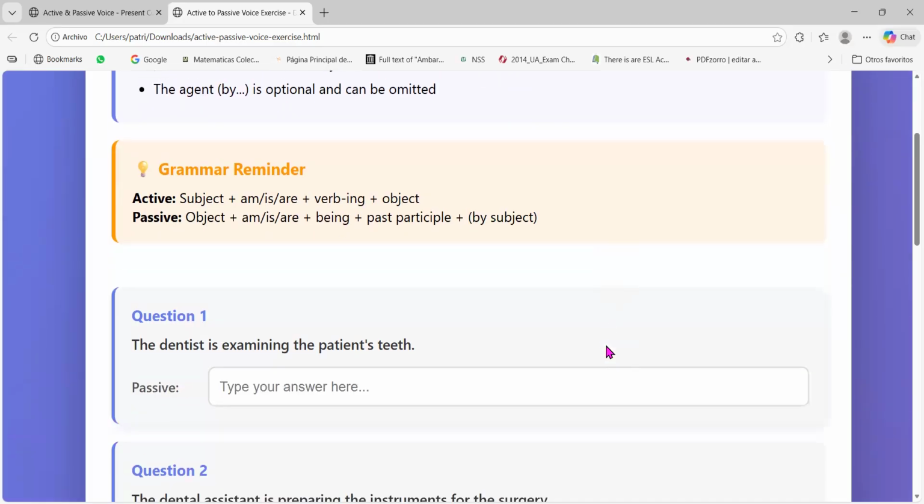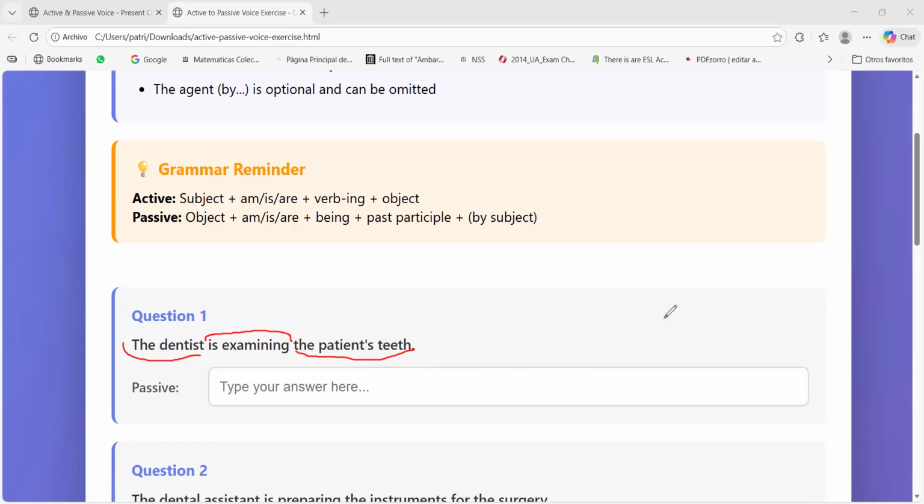Well, the first, the dentist, is important. Action in progress. Object. So we switch the order to modify our emphasis.